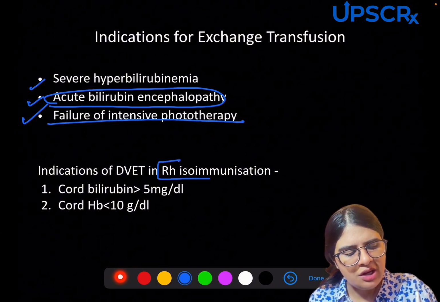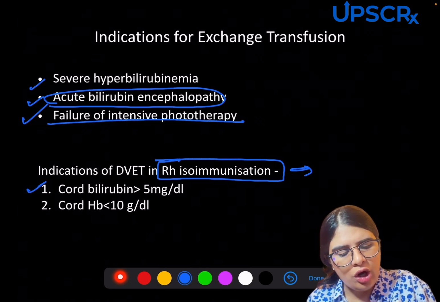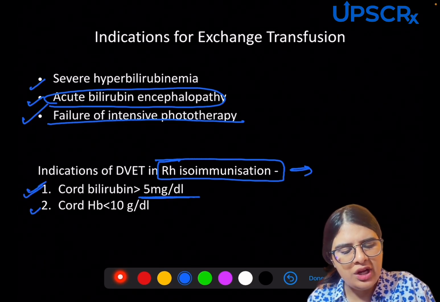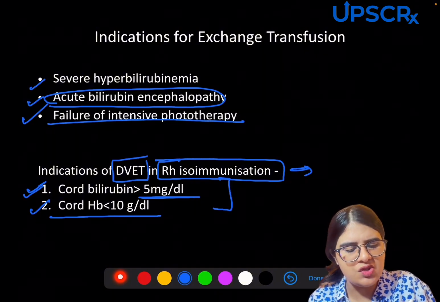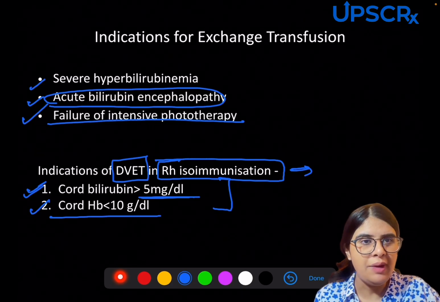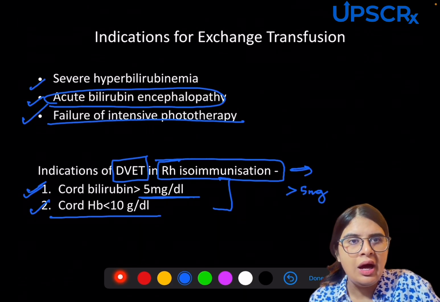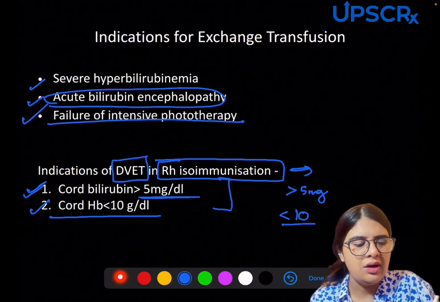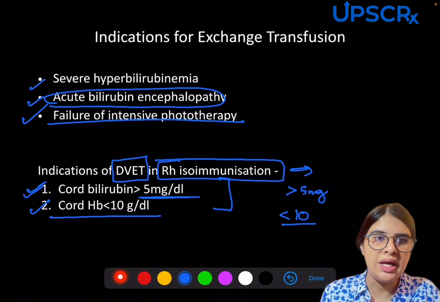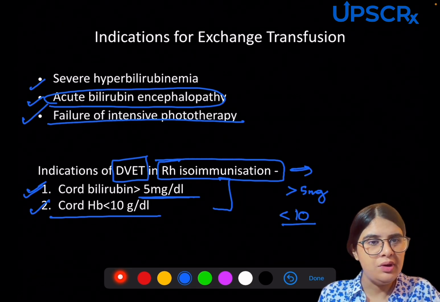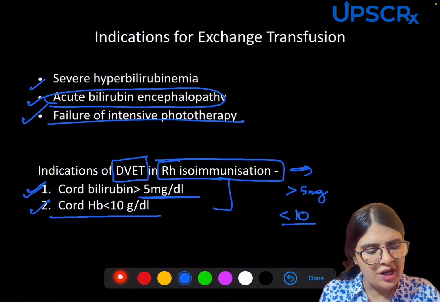Okay, in cases of RH incompatibility, what is the indication for exchange transfusion? This is also given in Ghai, okay? If the cord bilirubin is more than 5 and if cord hemoglobin is less than 10, then this is an indication for double volume exchange transfusion in cases of RH incompatibility. Okay, cord bilirubin more than 5 milligram per deciliter, and cord hemoglobin less than 10 gram per deciliter. Okay, so this is the indication for double volume exchange transfusion in case of RH incompatibility.